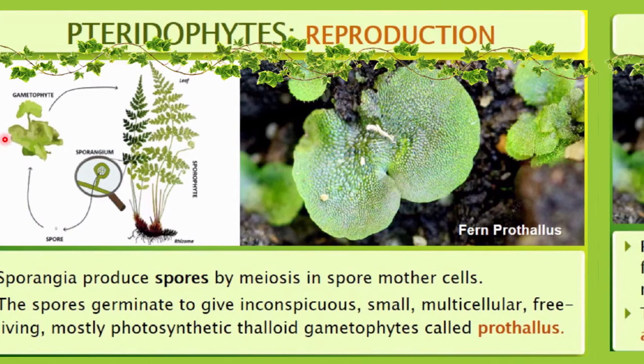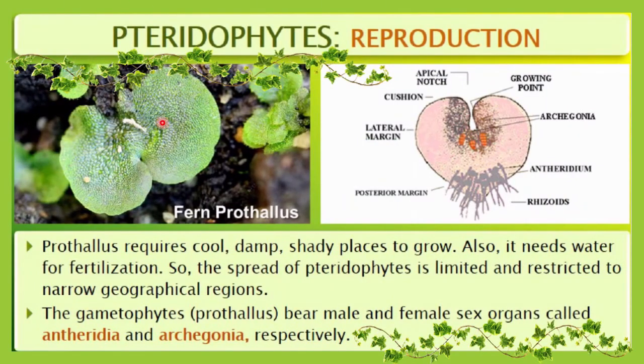Here you can see this is the prothallus. In this diagram you can see the prothallus from the fern. After germination of a spore, this prothallus will be developed. Now this prothallus will require cool, damp, shady places to grow, and it also needs water for the fertilization.